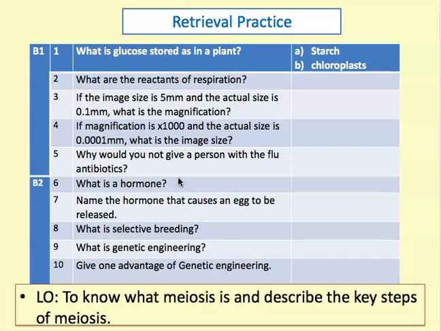Genetic engineering is when a gene is moved from one organism to another organism. And number 10, an advantage of genetic engineering is that it is a fast process, when actually selective breeding is very, very slow. Okay, hope you did well on those. Moving on to the next slide then.